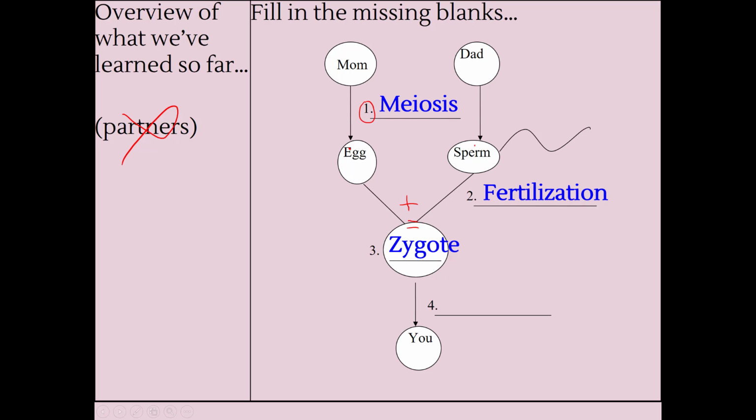Now, once that zygote is created, again, egg cell and sperm cell, I want you to also write down, we have 23, and then this is 46 chromosomes. Once our zygote is created, our body starts to go through mitosis to make exact copies. And then we are created.